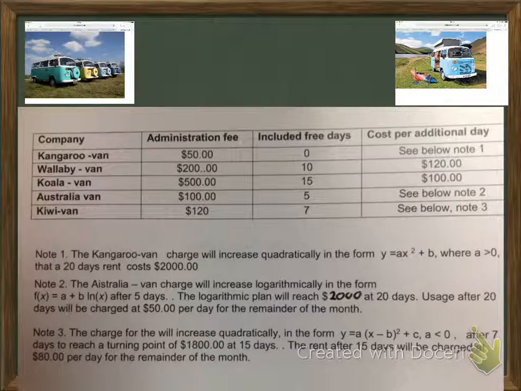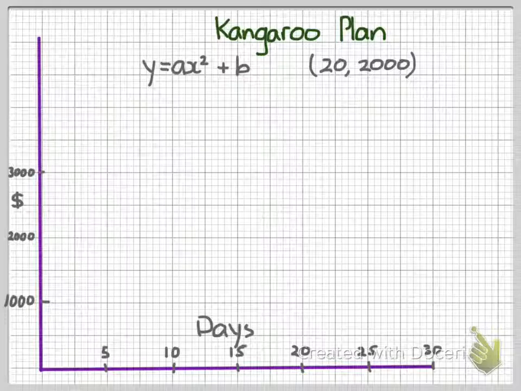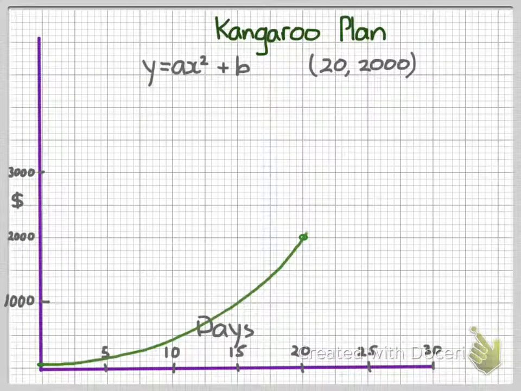Here are the 5 plans, so let's go and we'll graph each one of those separately. Here's the formula for the Kangaroo Plan, and we see that we have a parabola and we're given the point 20, 2000. It starts at $50 and goes through the point 20, 2000. It's a parabola. So there's the first part of the sketch. Now let's use the information to work out the values of A and B.